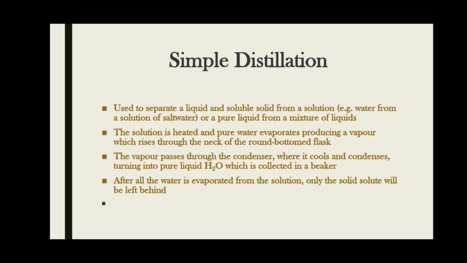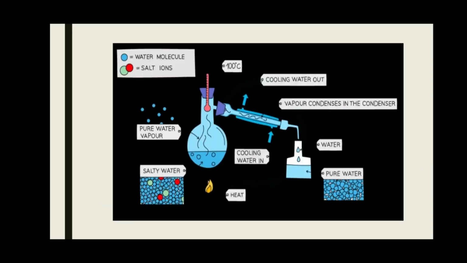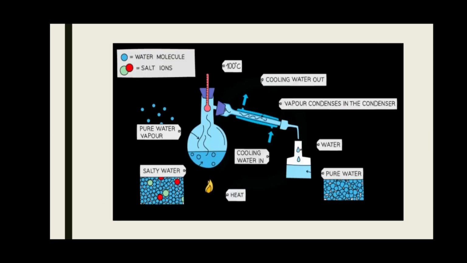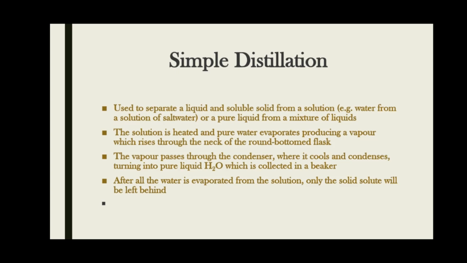Firstly, the solution is heated and the pure water will evaporate, producing a vapor which rises through the neck of the round bottom flask. Let me just show you a diagrammatic snapshot of that. We are passing the flame; you can see at the bottom we are passing the heat. The solution is being heated and you can see the pure water vapor evaporating and going up the round bottom flask. The temperature is increasing, producing a vapor which rises through the neck of the round bottom flask.